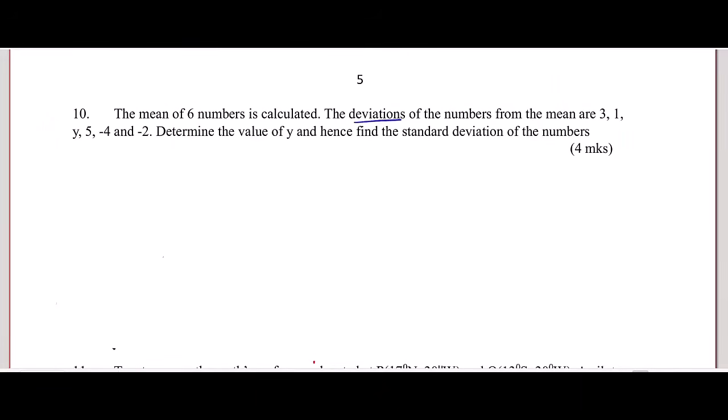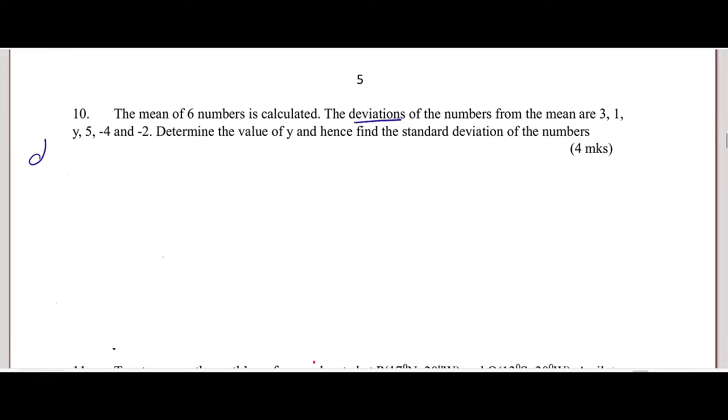Question 10. The mean of 6 numbers is calculated. The deviations of the numbers from the mean are 3, 1, y, 5, negative 4, and negative 2. Determine the value of y and hence find the standard deviation of the numbers. So you're given the deviations of the numbers from the mean.